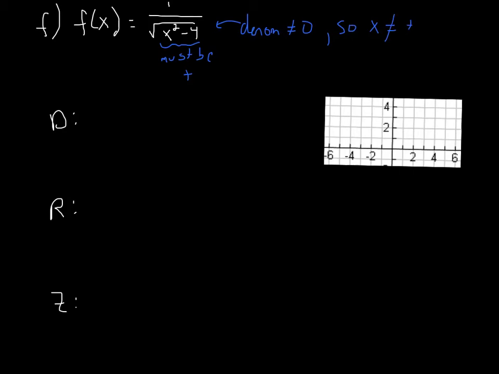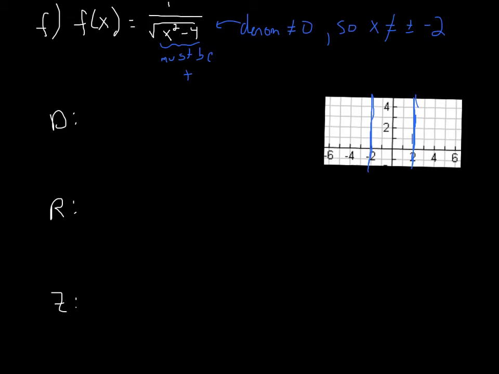You should be able to tell that just by looking at it. X can't be positive 2 or negative 2. Those are points of discontinuity. And what did I tell you that happens there? Remember? Go to 2 and draw in the asymptote. Go to negative 2, draw in the asymptote. Those should really be dashed lines.